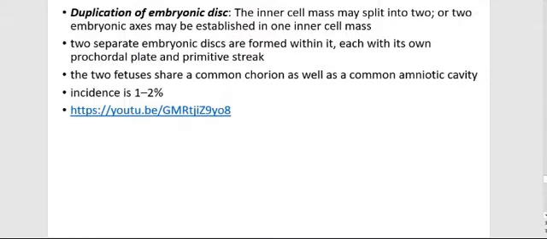And then duplication of the embryonic disc. At that time, maybe it's a bilaminar embryonic disc, and at that point it has to separate and form two. The trophoblast has already been formed, and we have already formed the amniotic cavity, so we can't form any other. Since they have duplicated, they have to share the placenta and also share the amniotic cavity. So these ones, the incidence.